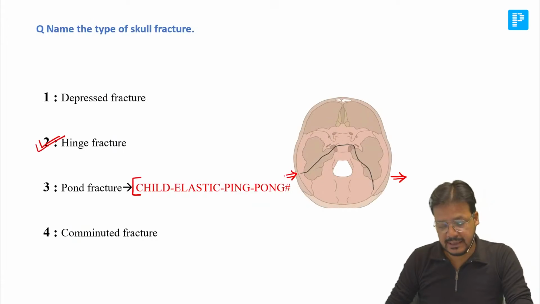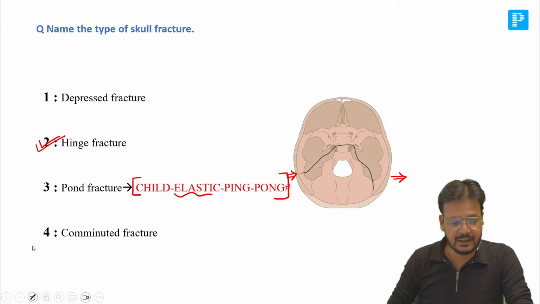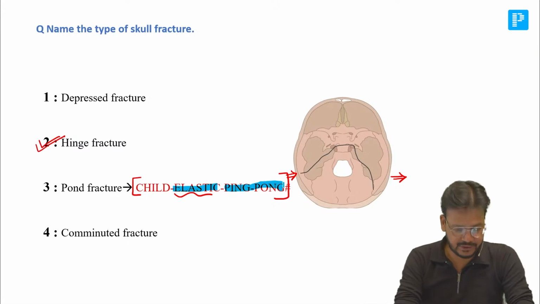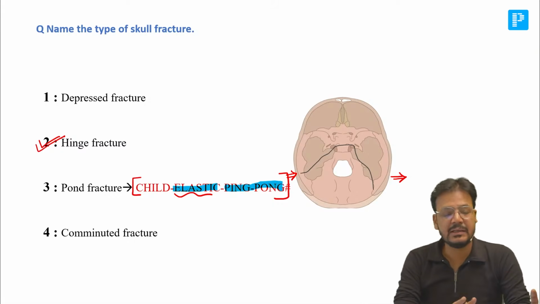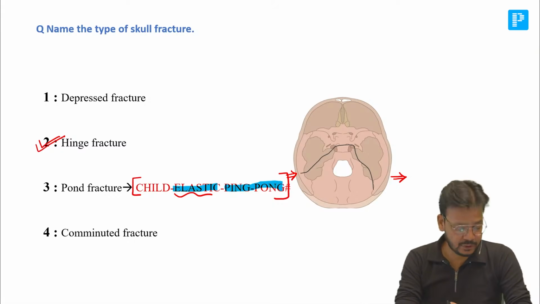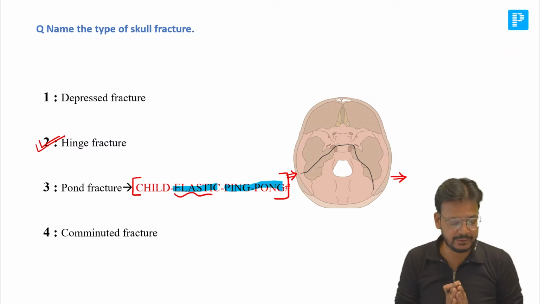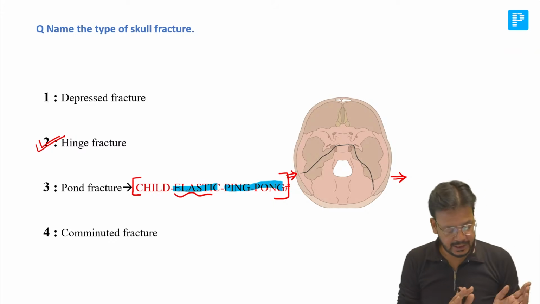Pond fracture is a child skull fracture, where the bone is elastic. It is also known as ping pong fracture. So these are some very important MCQs about skull fracture you can get in your exam.